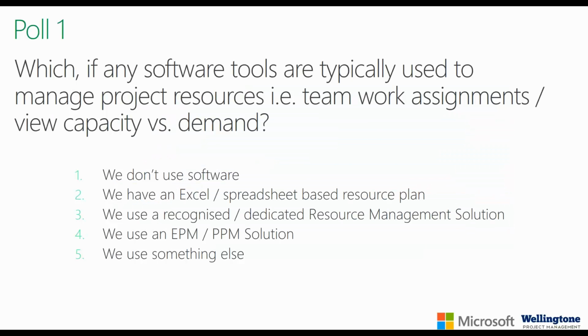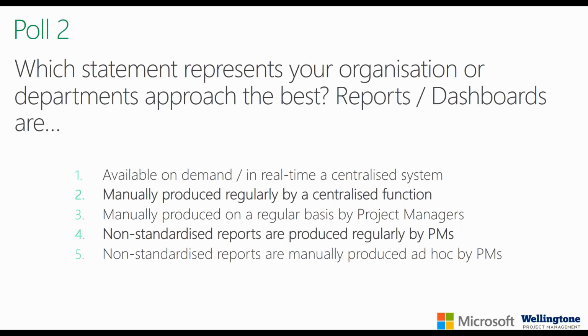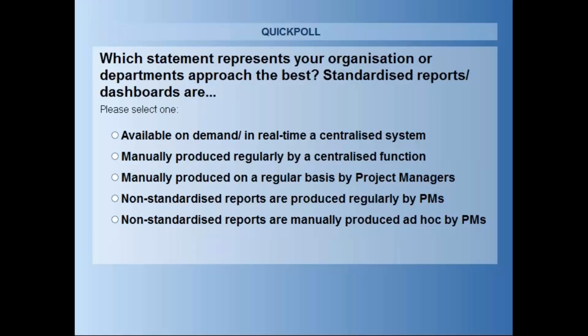Okay. We're going to go straight on to poll number 2. We might as well make these back to back. So poll number 2. Which statement represents your organization or department's approach the best? So reports and dashboards are: 1, available on demand in real time in a centralized system. Number 2, they're manually produced regularly by a centralized function. Number 3, they're manually produced on a regular basis by a project manager. Number 4, they're non-standardized reports. They're produced regularly by PMs, so PMs have their own templates. Or non-standardized reports are manually produced on an ad hoc basis by project managers or other end users. So I think that poll should now be open.